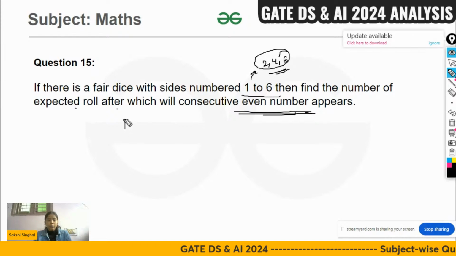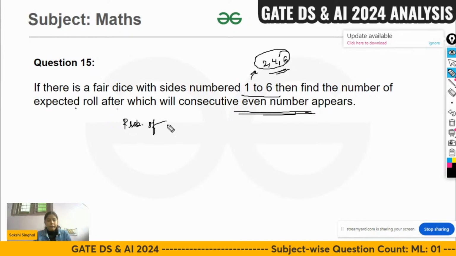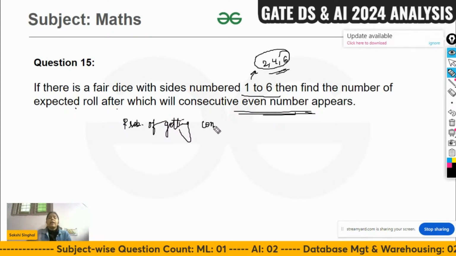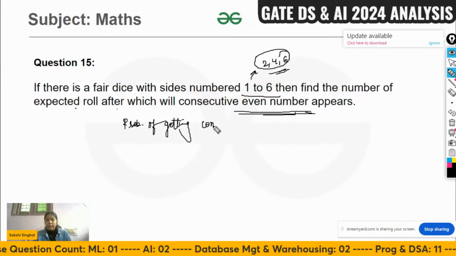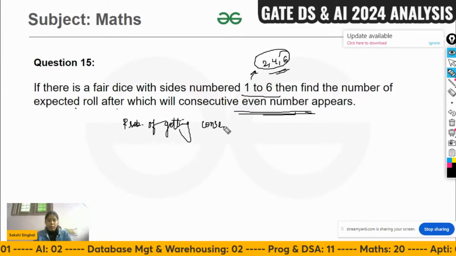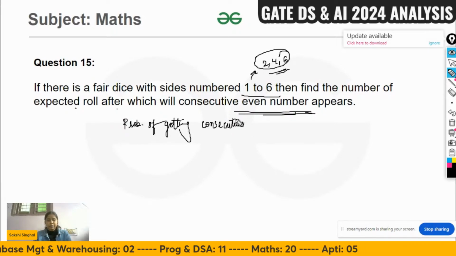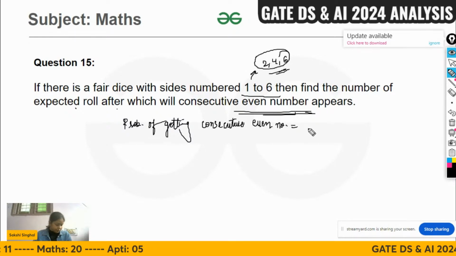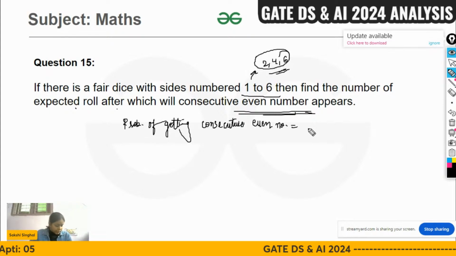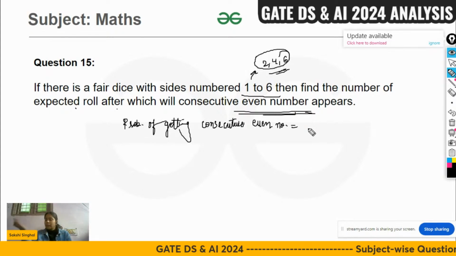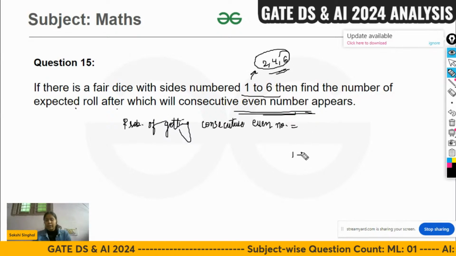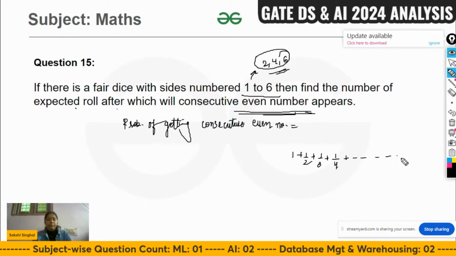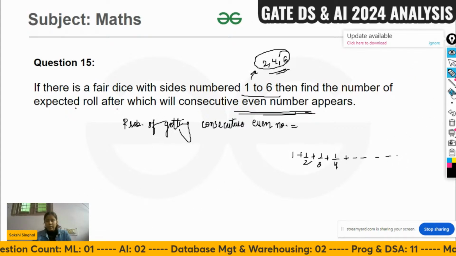These are the three cases in which I can get a consecutive even number. So first of all, find the probability of getting a consecutive even number. That means we have to roll a dice till we get consecutive even numbers, right? Can anybody tell me what would be the probability of getting a consecutive even number? Abhi is asking what is the meaning of infinite series. Infinite series means the terms go up to infinity. If I write 1 plus 1 by 2 plus 1 by 3 plus 1 by 4 and so on, it goes up to infinity. So that we call an infinite series.